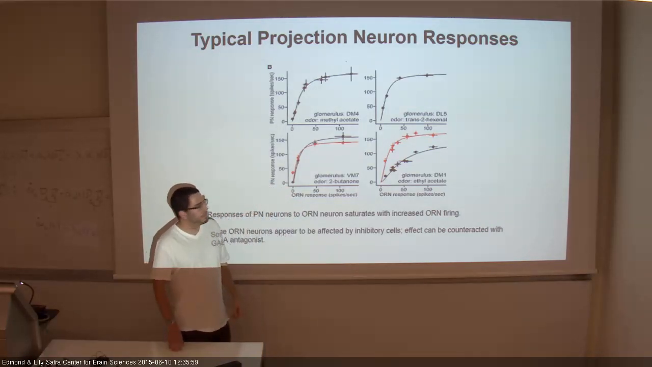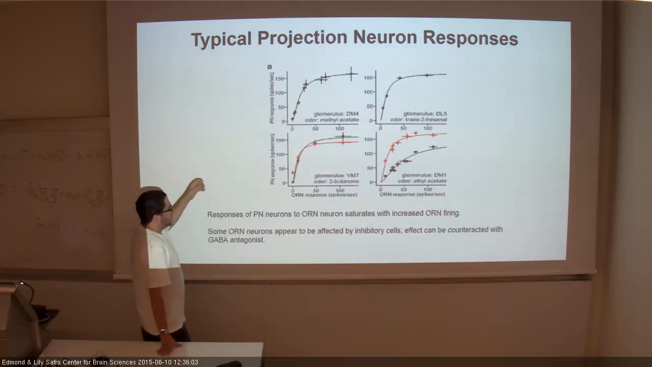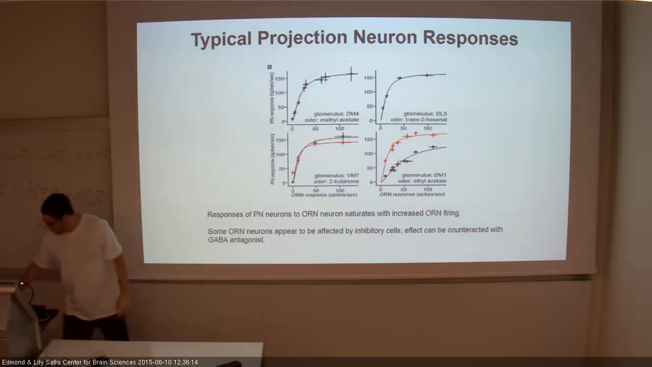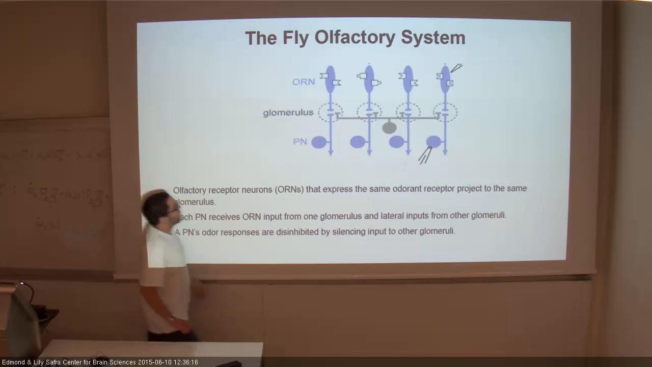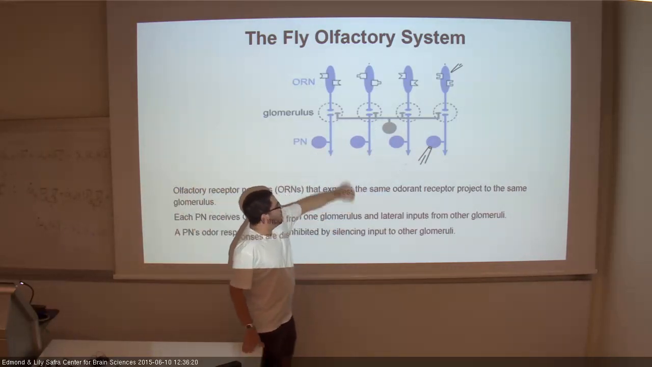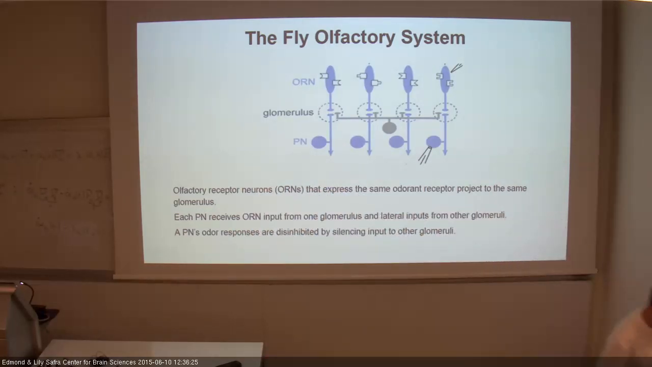Just what's the method? Is it like multi-unit, in vivo? So here they're doing in vivo, they're really just recording using electrodes. So you're recording from both the olfactory receptor neuron and also from the projection neuron. I think it was shown in the previous slide. Yeah, so you're recording both from the olfactory receptor neuron and the projection neuron belonging to a single glomerulus.